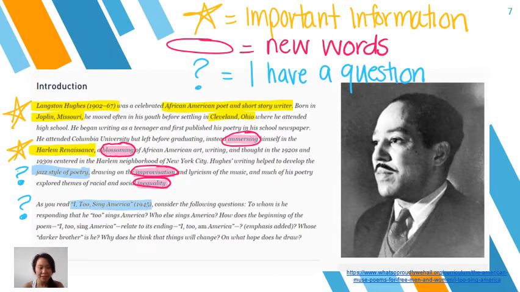Introduction. Langston Hughes, 1902 to 1967, was a celebrated African-American poet and short story writer. Born in Joplin, Missouri, he moved often in his youth before settling in Cleveland, Ohio, where he attended high school.